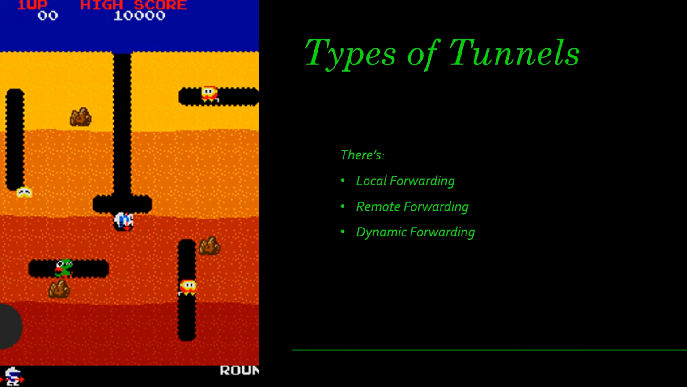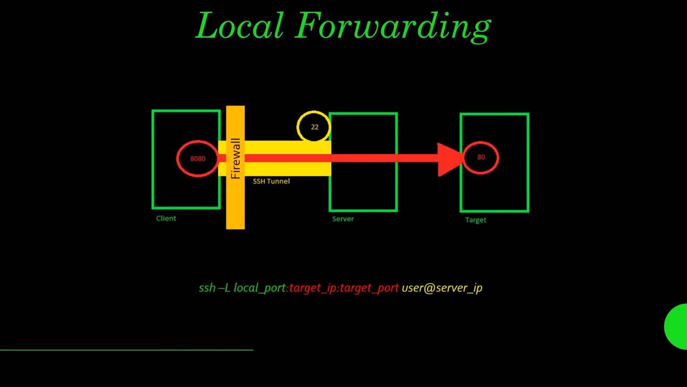Now there are three types of tunnels: a local forwarding tunnel, a remote forwarding tunnel, and a dynamic forwarding tunnel. Local forwarding tunnels: a port on the client tunnels traffic to the target through an SSH connection to the server. It's local forwarding because you create a port on your localhost in a way that when a server receives communication, it forwards to the target.